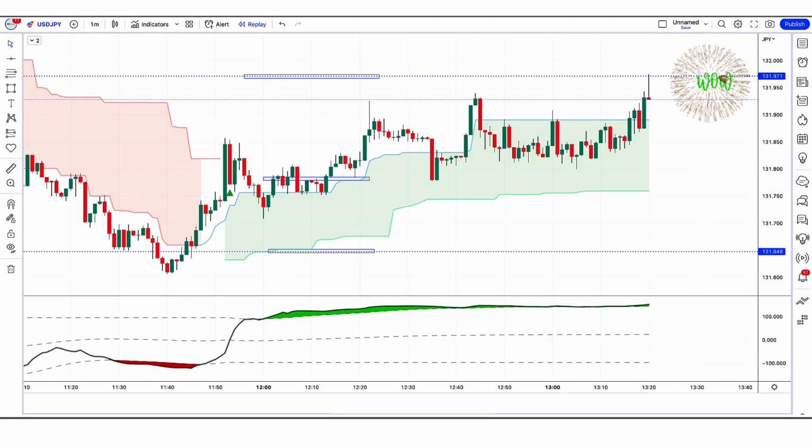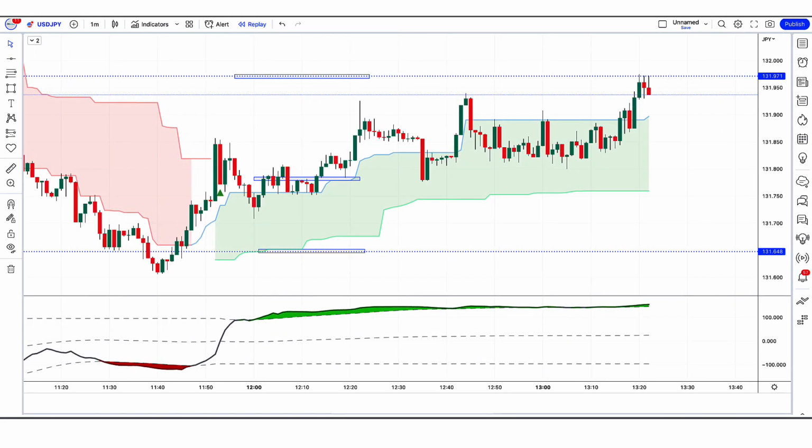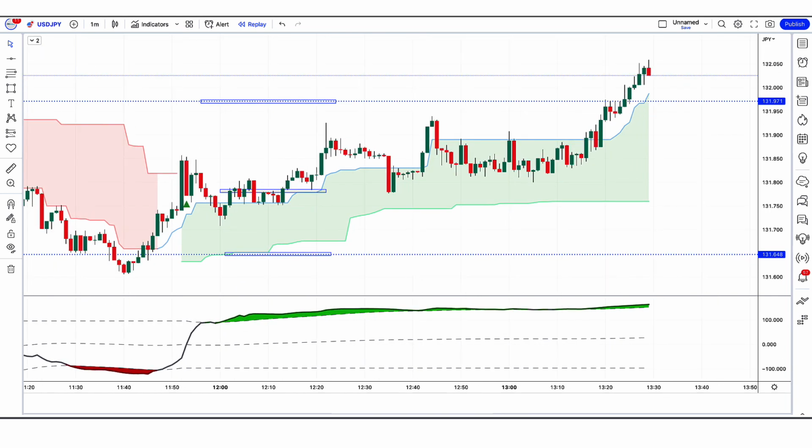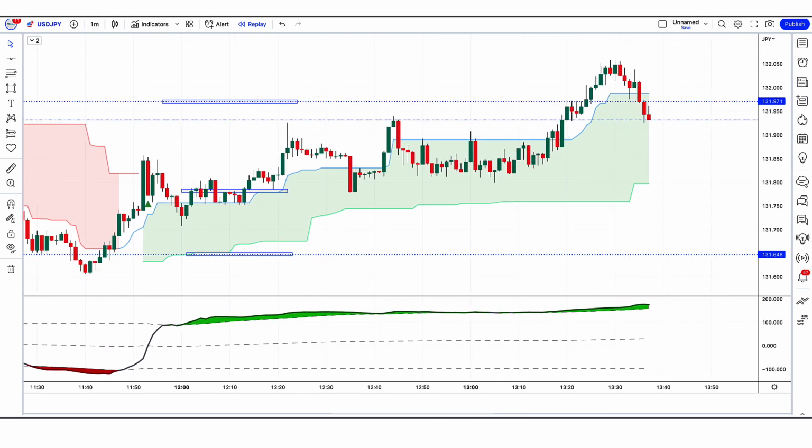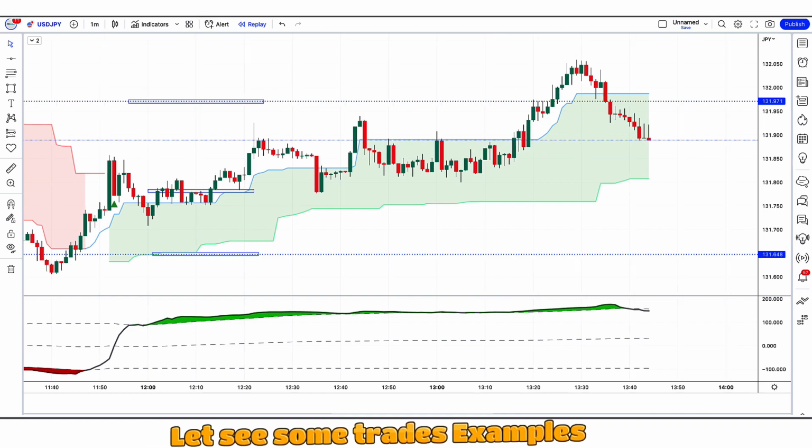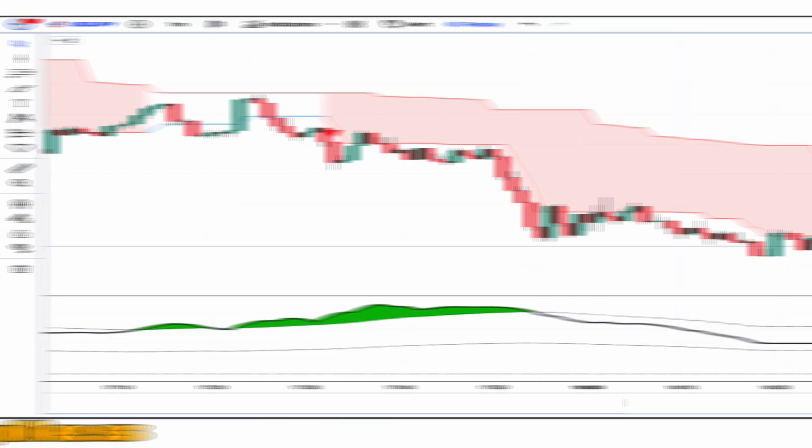The market has completely hit the target. I hope you must have understood this trading strategy. If not, then it doesn't matter, we are going to see examples of some trades, so that you will definitely understand.